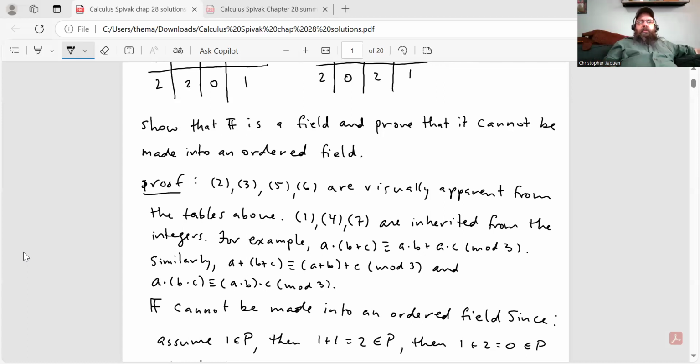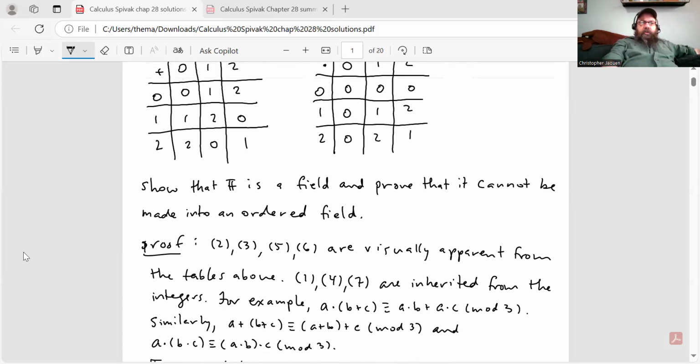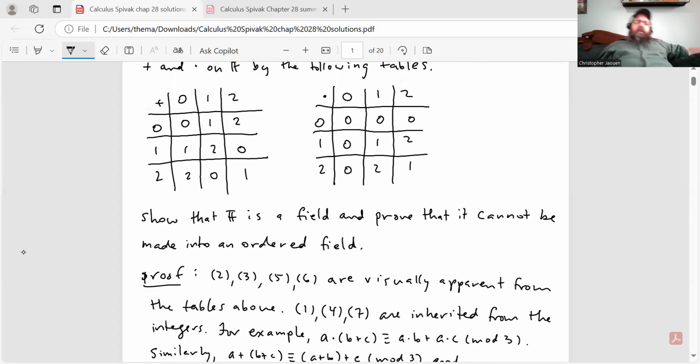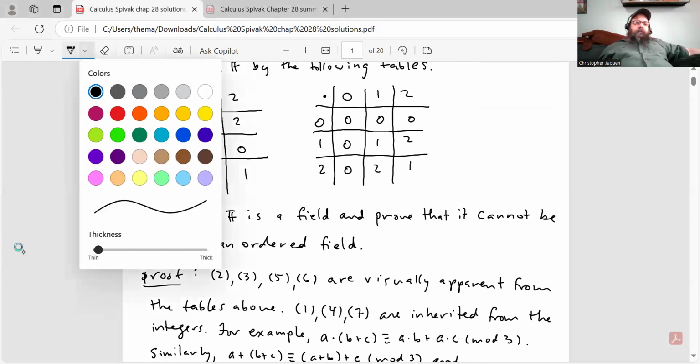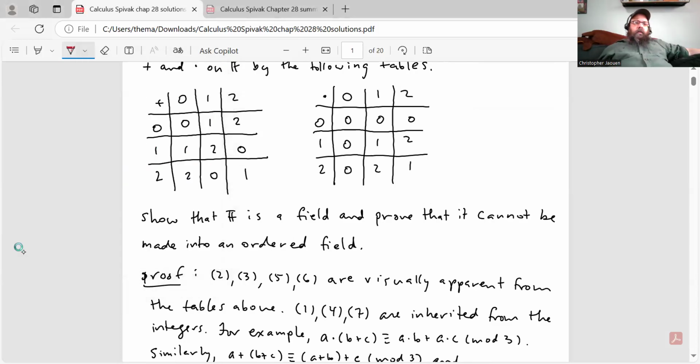So, properties 2, 3, 5, 6 are visually apparent from the tables above. Let me just show you what I mean. For example, if you go to the addition table, notice that this table here is symmetric through the diagonal. That shows that addition is commutative. If you want to show that addition has an additive identity, then you could see that from the table here.